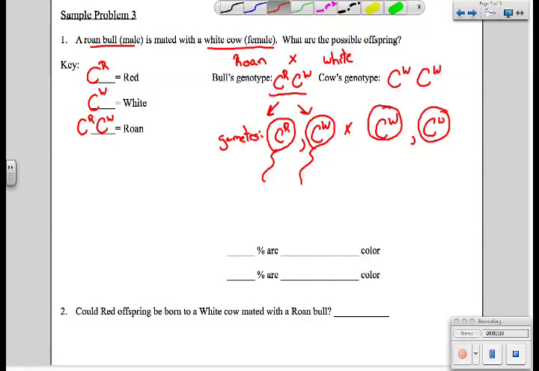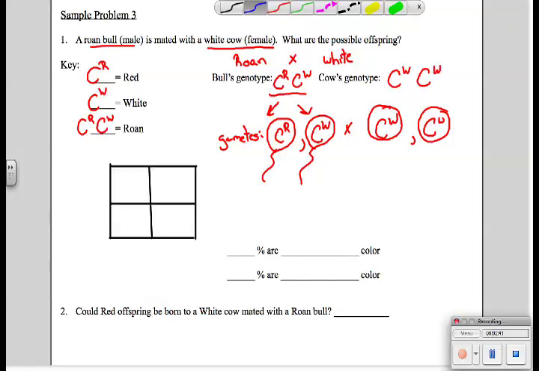In order to figure out what the offspring are going to look like, I need to set up a cross, with one parent's gametes across the top, the other parent's gametes down the side. Let's go ahead and fill in the gametes. For one parent down the side, the other parent across the top. Now let's carry out our cross.